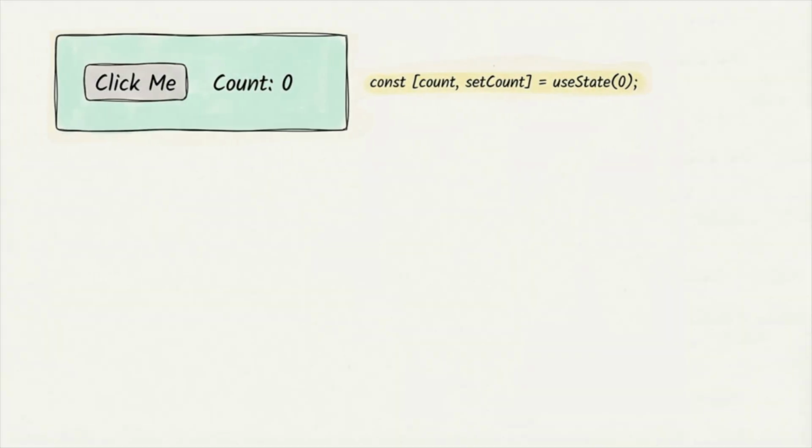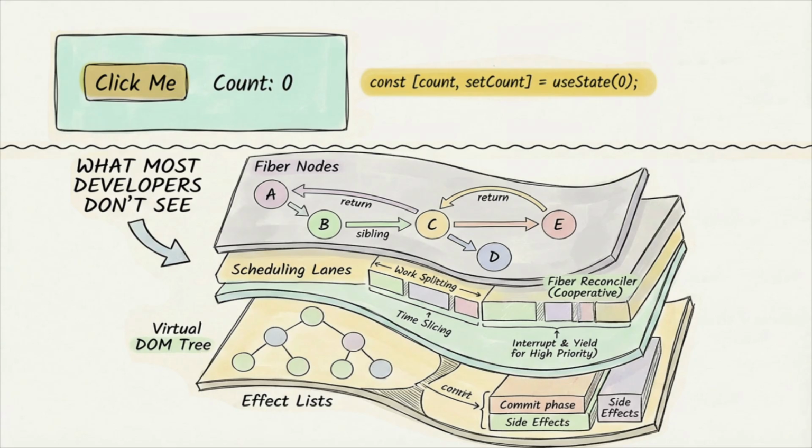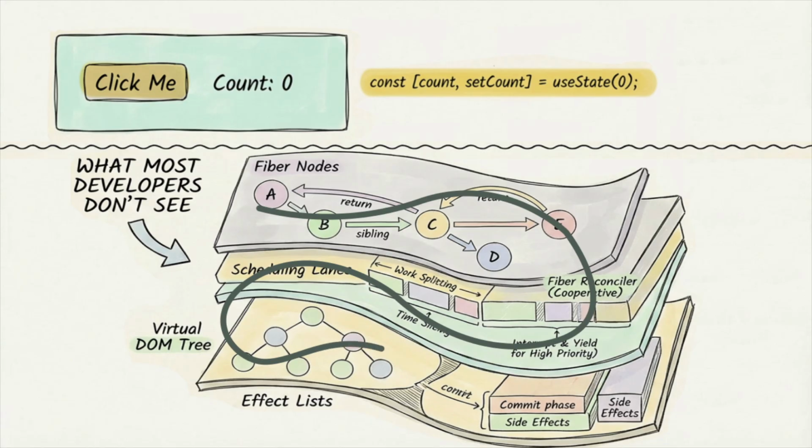React might look simple on the surface. You change some state and the UI updates. But under the hood, a lot more happens than most developers ever see. Today, we're going to walk through the entire journey of a React render, from the moment your state changes to the exact moment the browser paints pixels on the screen.